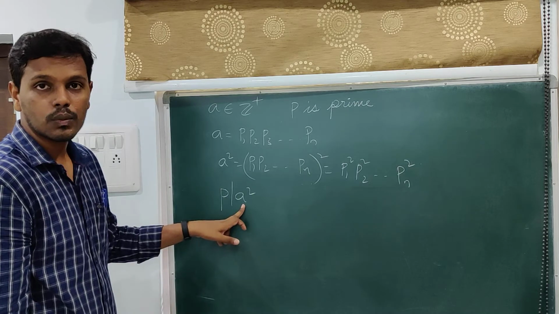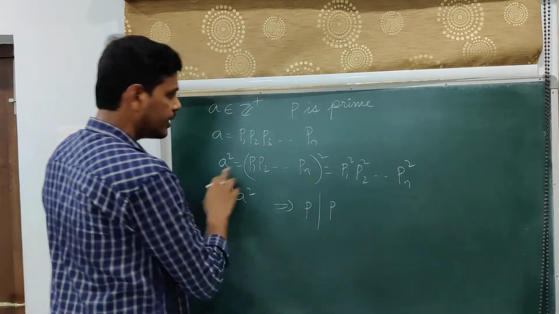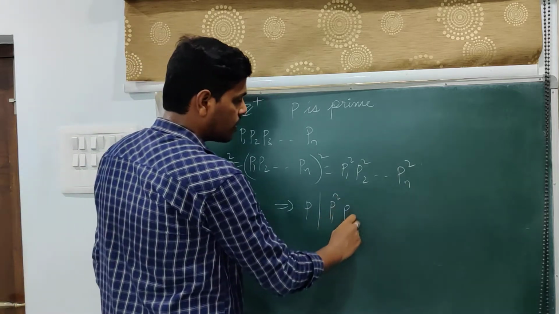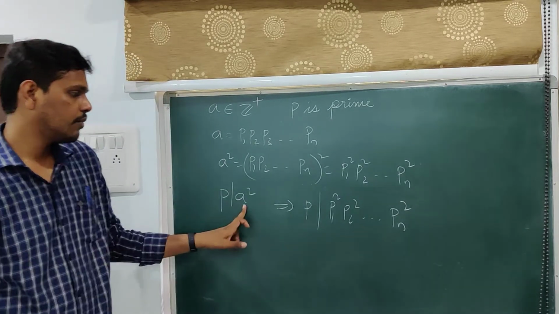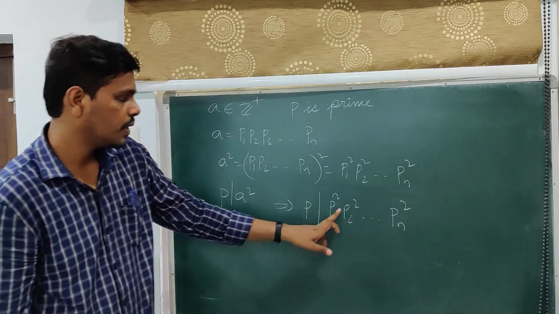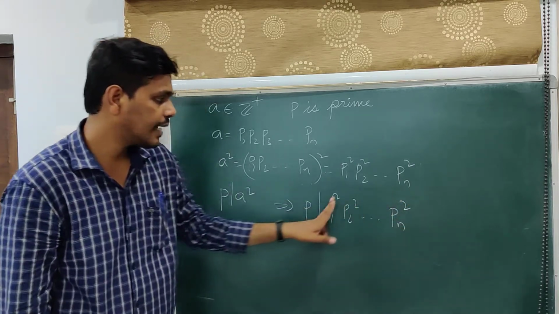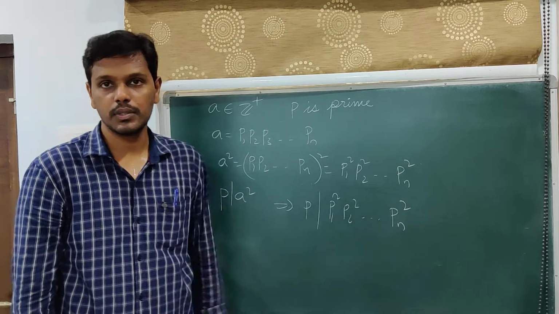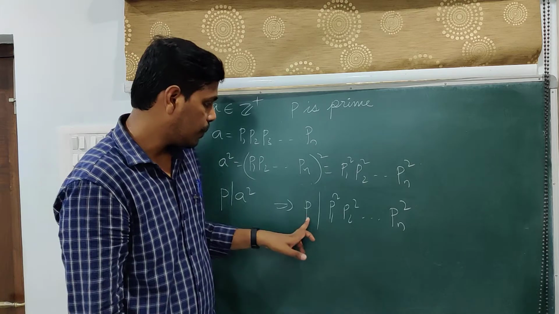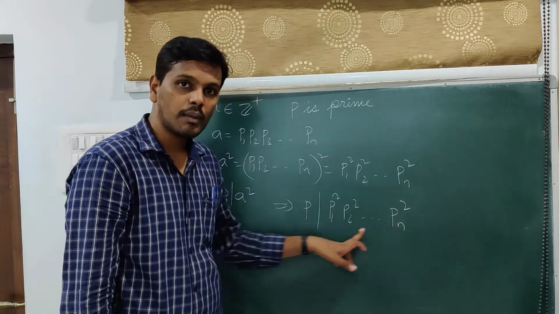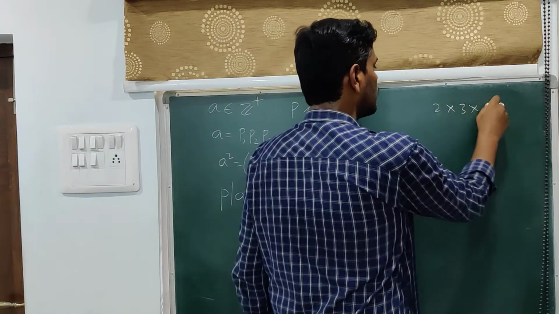If P divides A square, then P should divide this, because A square is the same as this, P1 square, P2 square, and so on, Pn square. So if P divides A square, then P should divide (P1, P2, and so on, Pn) square. That is, P should divide this entire product. Now all these are prime numbers. Now if all these are prime numbers and P divides this product of prime numbers, then P should be one among these. For example, 2 into 3 into 5 into 7.